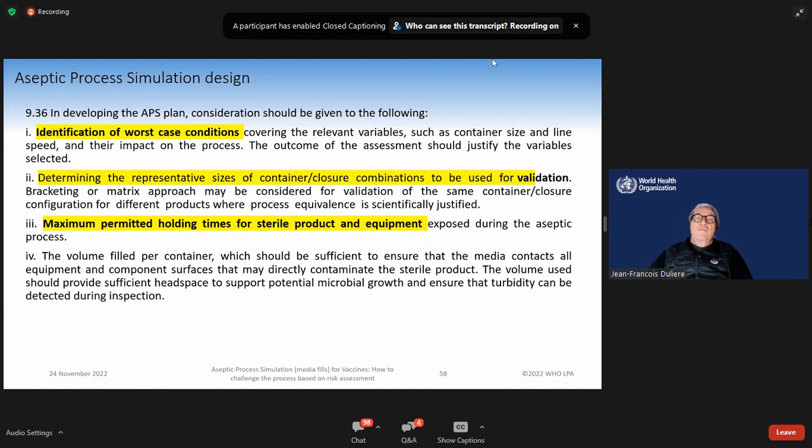And you will have as well to validate the maximum permitted holding times for sterile product and equipment during the aseptic process. That means that your formulated bulk product, bulk vaccine, will have to stay with a low level of bioburden during all the filling process.